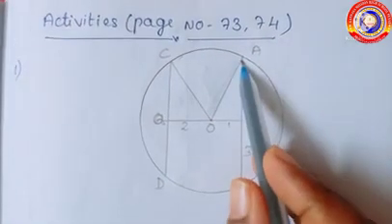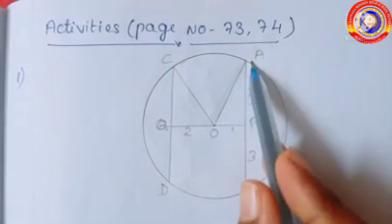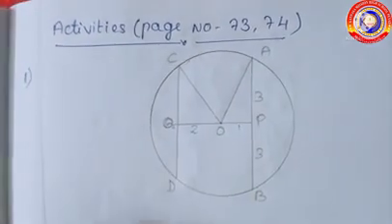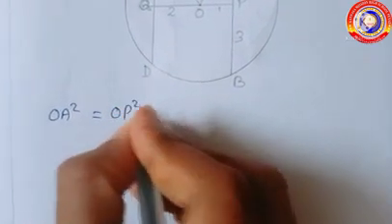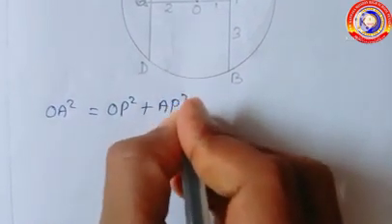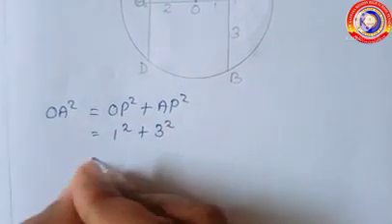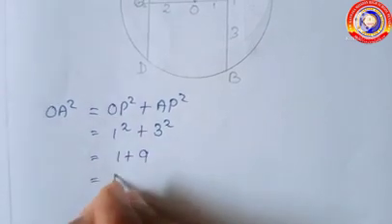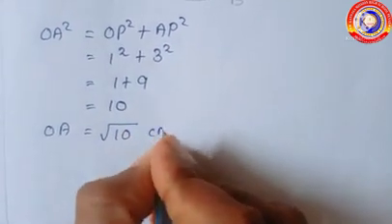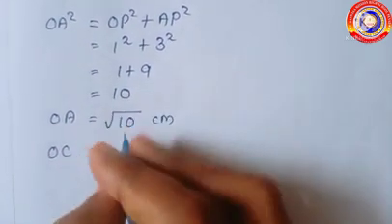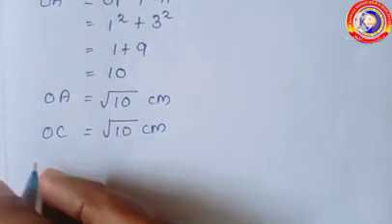For that, consider the first right triangle, that is triangle OAP. Here, we have to find the length of OA. So, OA square is equal to OP square plus AP square. That is equal to, here, OP is 1 cm, so 1 square, plus AP is 3 cm, so 3 square, which is equal to 1 plus 9, that is 10. And OA is equal to root of 10 cm. Then similarly, OC is equal to root 10 cm because it is a radius of the same circle.